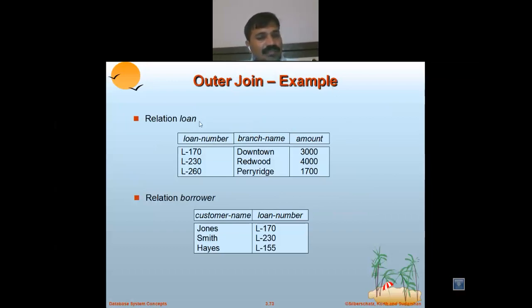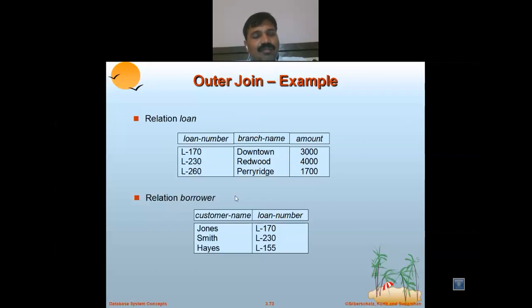This is the loan table. In relational algebra, what we enter is called a relation, while in DBMS language it is called a table, and the relation is borrower. The loan numbers are 170 and 130, and the branch names are Downtown, Redwood and Perryridge. The amount balances of these loans are 3000, 4000 and 100.